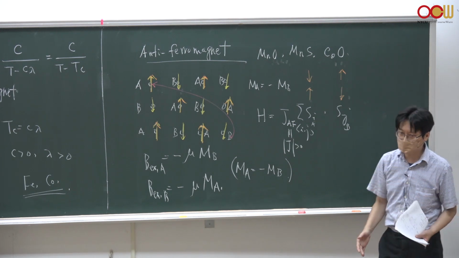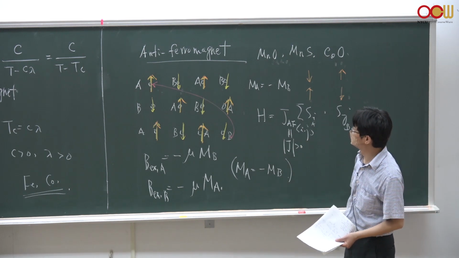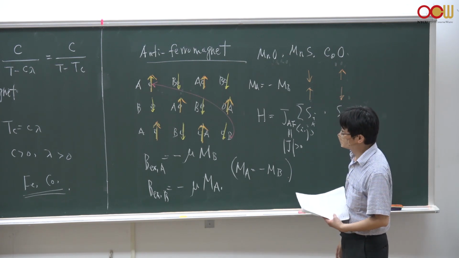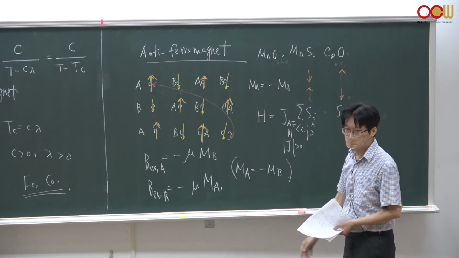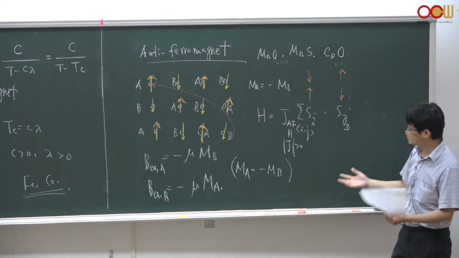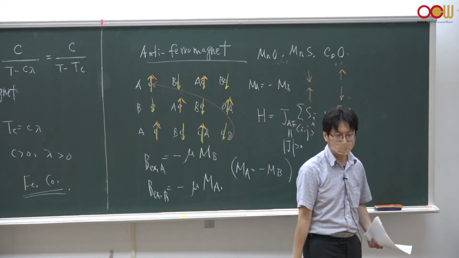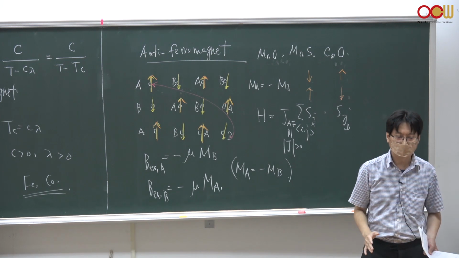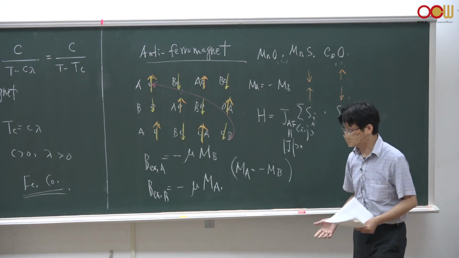Okay, so let's stop here. We will finish this calculation on the thermodynamics, especially the susceptibility for the antiferromagnet, next time, based on this toy model and this understanding of the opposite orientation of the spin moments on sublattice A versus sublattice B. Okay, so I'll see you next time.